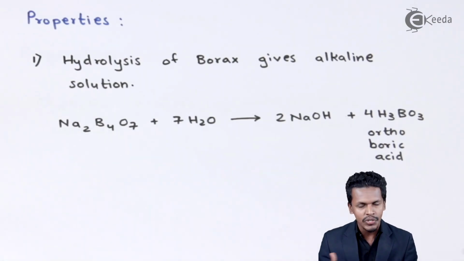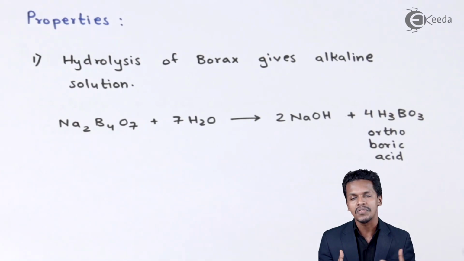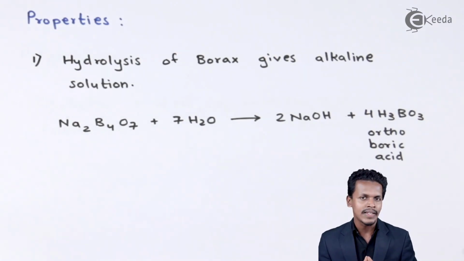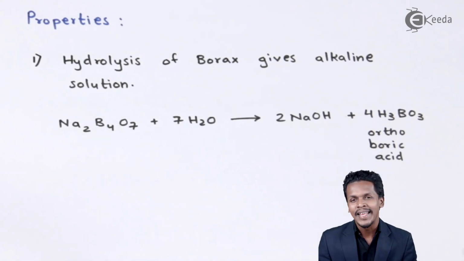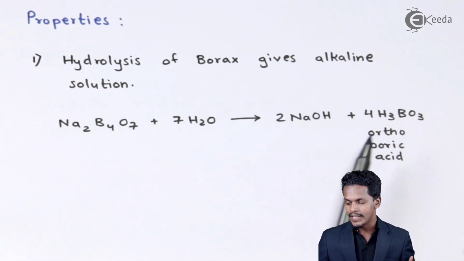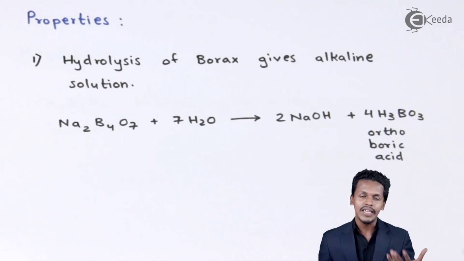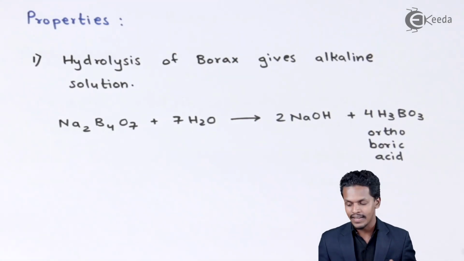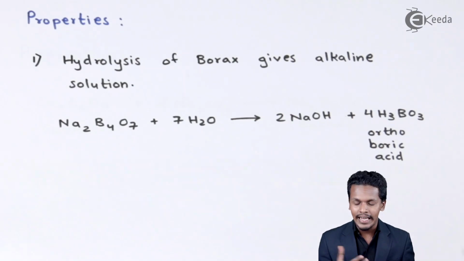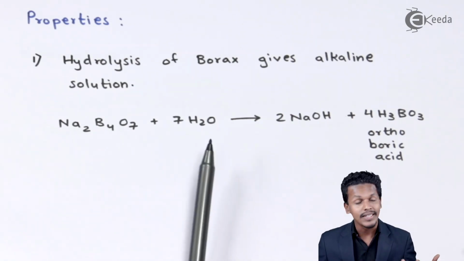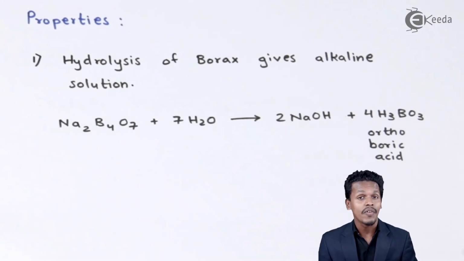That's the reason that in the solution we obtain, there will be more concentration of OH- ions, and that's the reason the whole solution will be basic in nature. Talking about orthoboric acid, even though it is a tribasic acid, it is a very weak acid, and that's the reason it won't dissociate, and the solution will become more alkaline. That is the first property, the hydrolysis of borax, which gives such a kind of base.